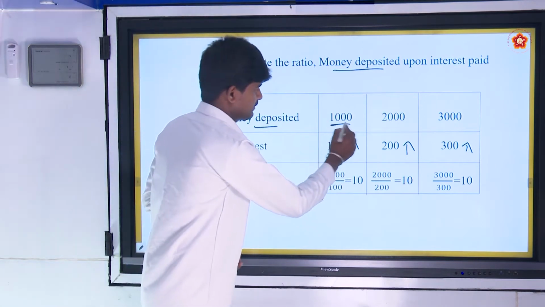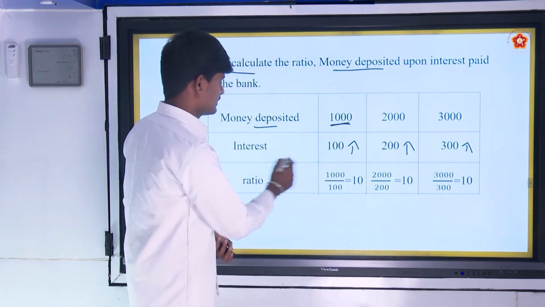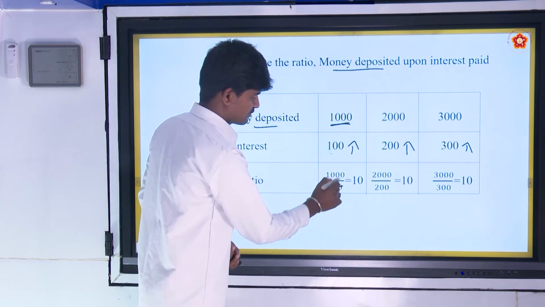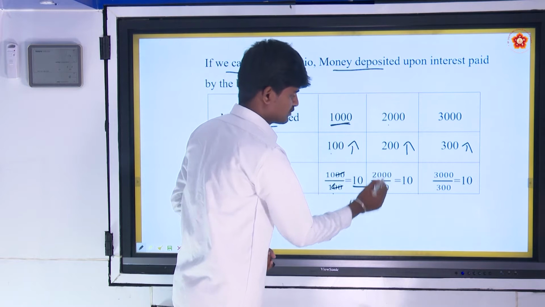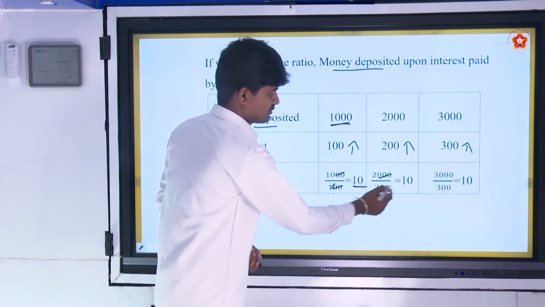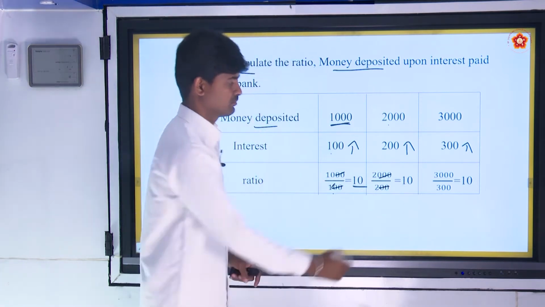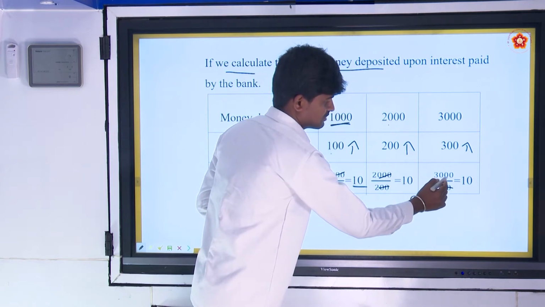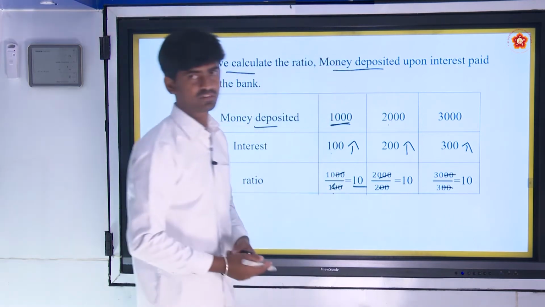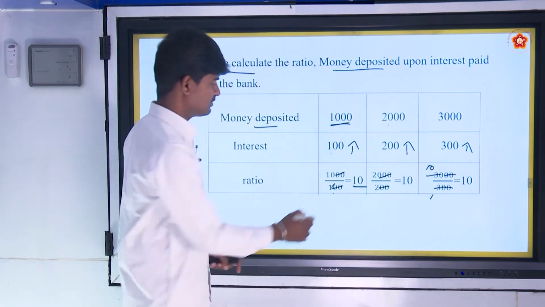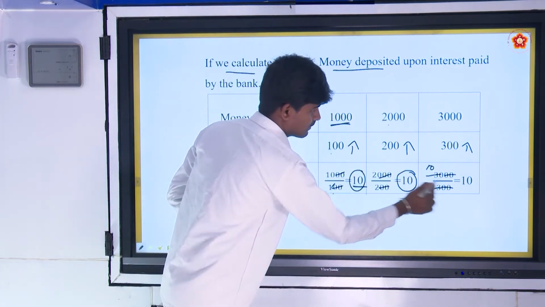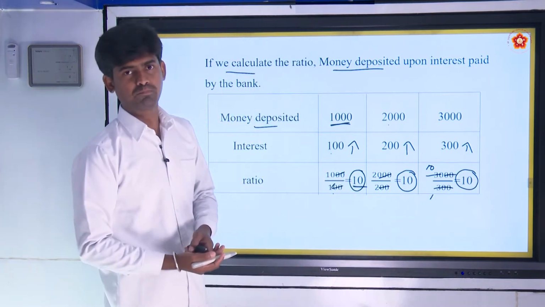Yes, we are depositing 1000 rupees, divided by interest 100, the zeros cancel, it is 10, the ratio will be 10. 2000 by 200, 2 zeros cancel, 2 ones are 2, 2 tens are 20, the ratio will be the same. 3000 by 300, 2 zeros cancel, 3 ones are 3, 3 tens are 30, again 10. Here also the ratio will be the same.